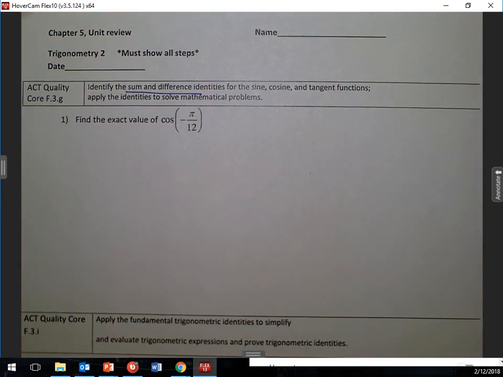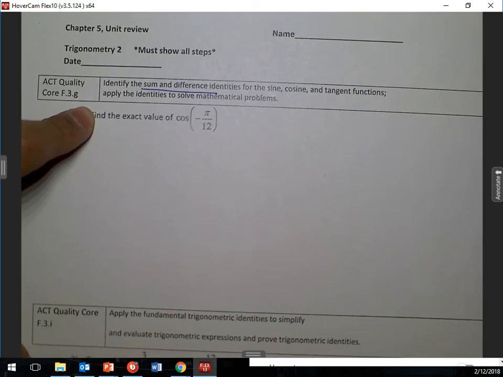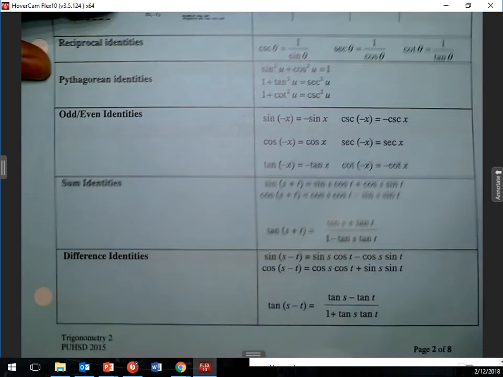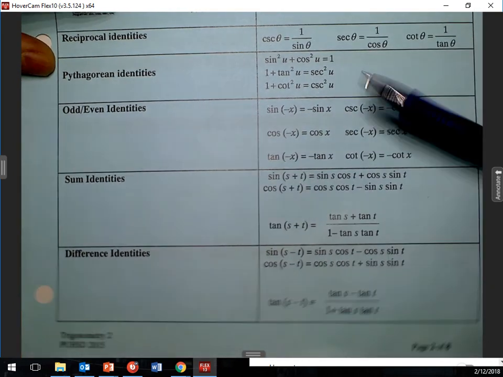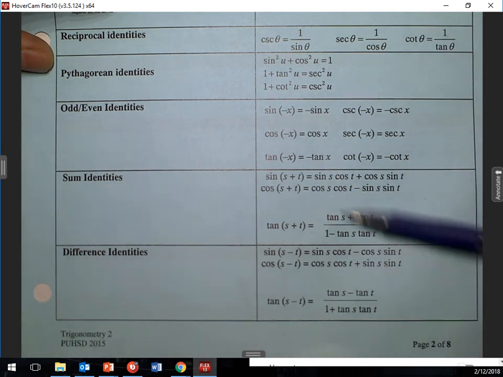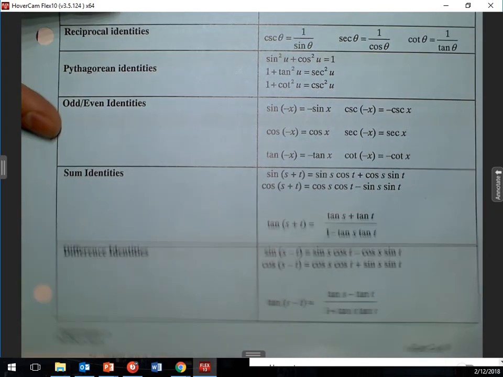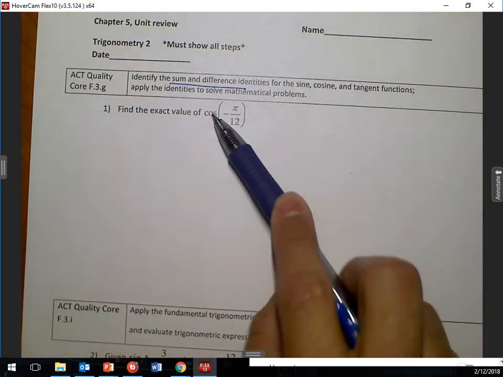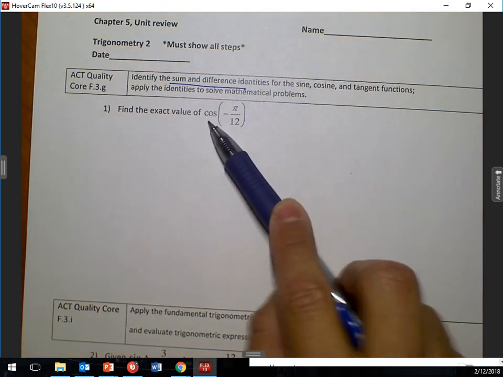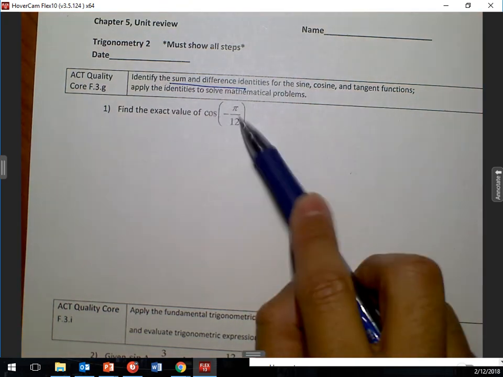Okay. So sum and difference. On your reference sheet right here, it's going to be on here. Sum and difference identities. Now, if I'm looking for a cosine, I'm going to be using a cosine. But first, let's find out where that's going to be.